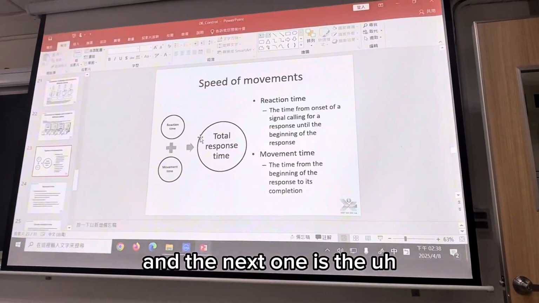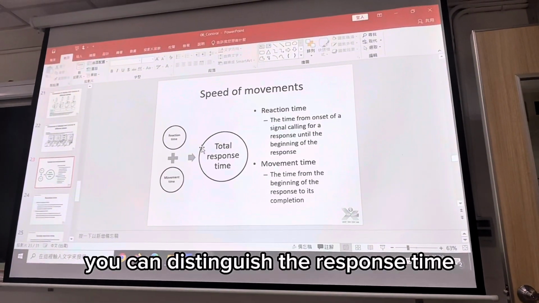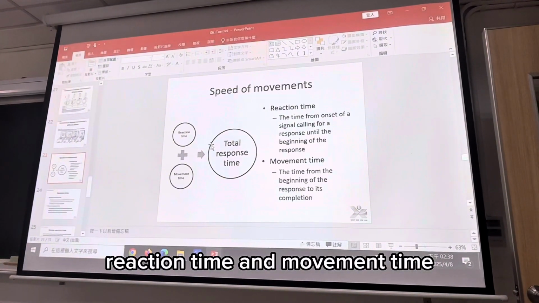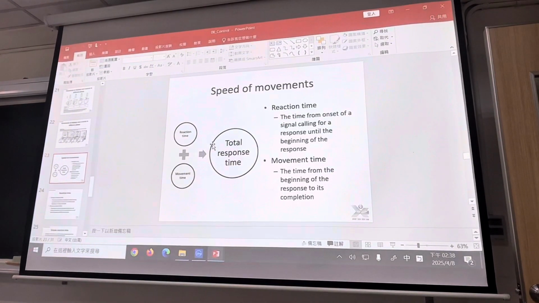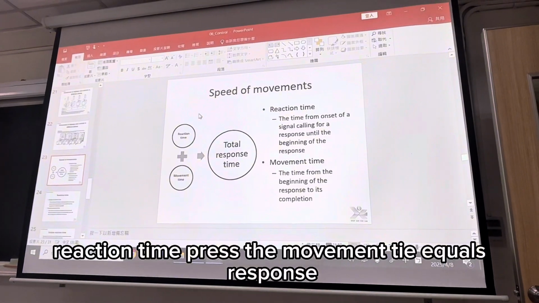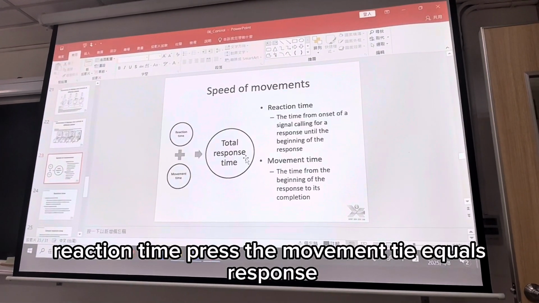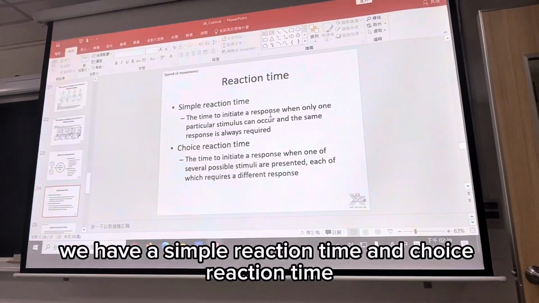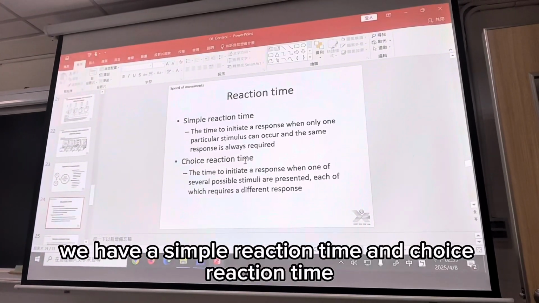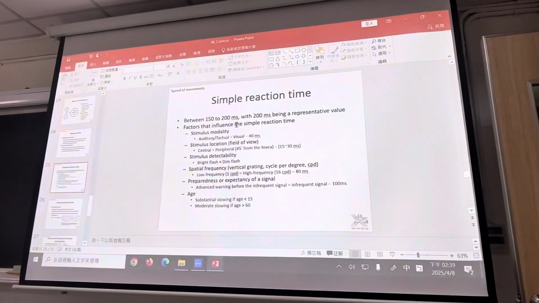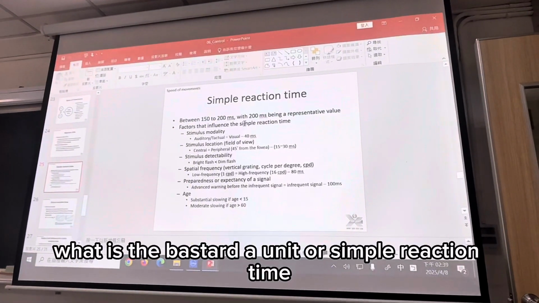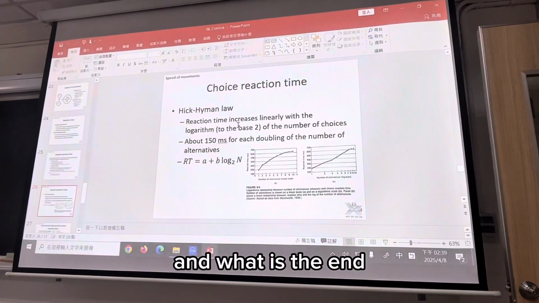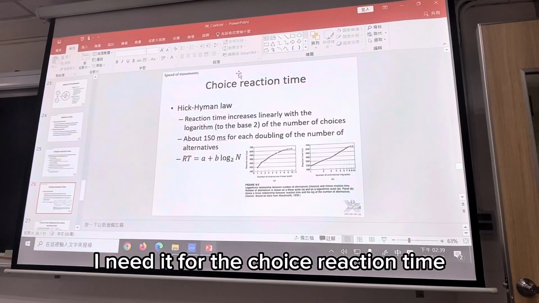And the next one is you can distinguish the response time, reaction time, and movement time. So reaction time plus movement time equals response time. And for the reaction time, we have simple reaction time and choice reaction time. And what is the basic unit for simple reaction time, and what is the time needed for the choice reaction time.